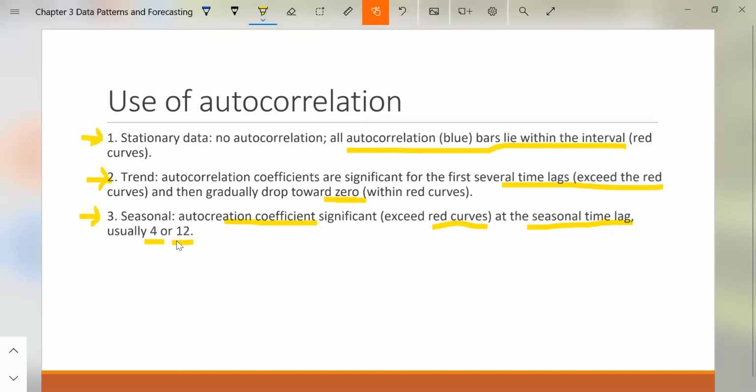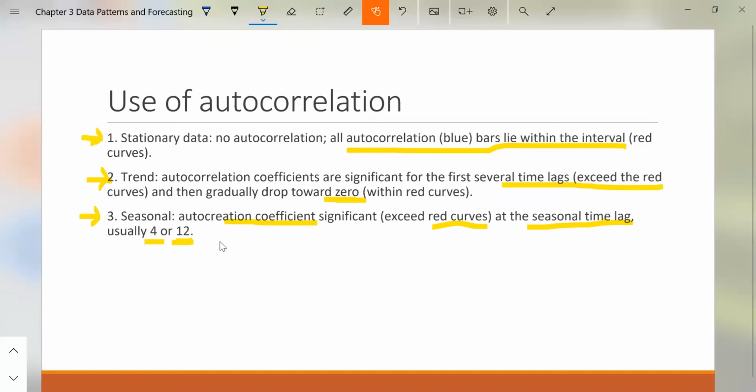And if you have monthly data, then you would expect the seasonal time lag to be 12, because there are 12 months in the year, and you would expect the value in January of this year to be highly correlated with the value in January in the previous years. That's why the seasonal time lag will usually be 4 for quarterly data and 12 for monthly data.